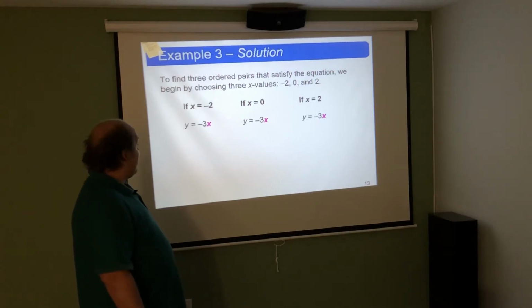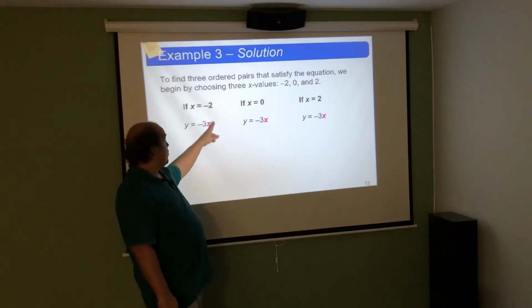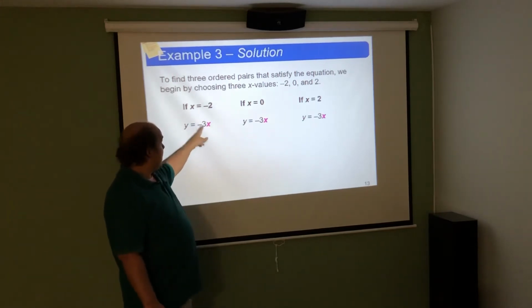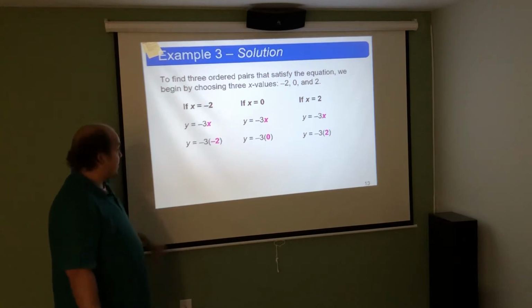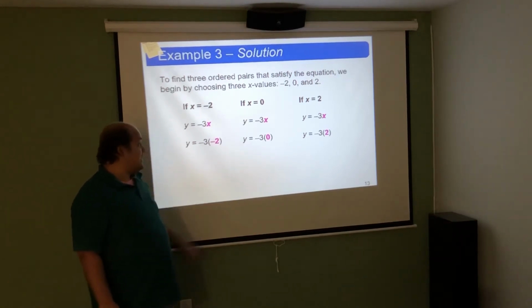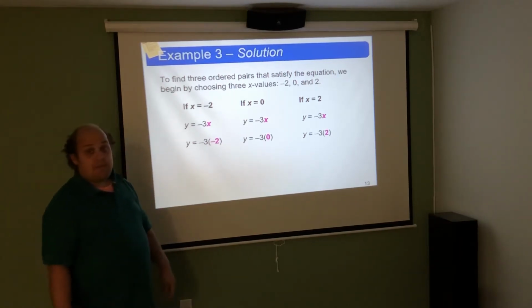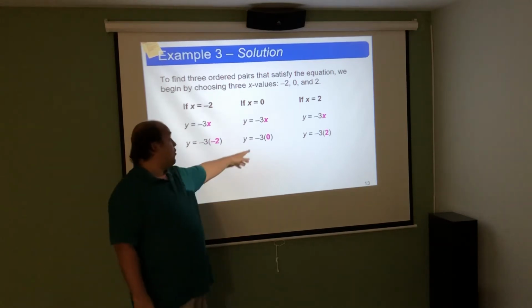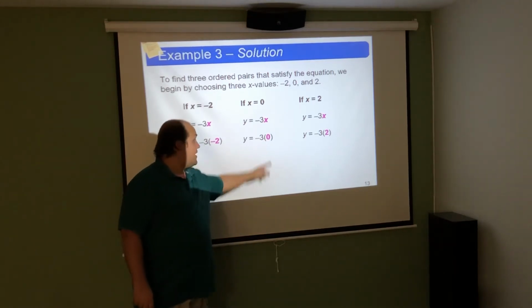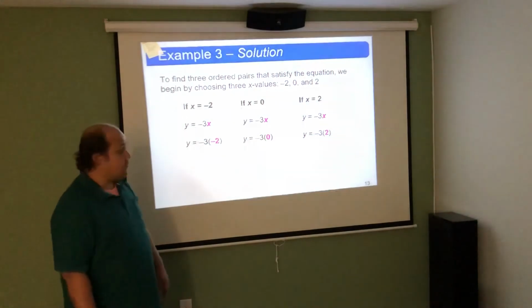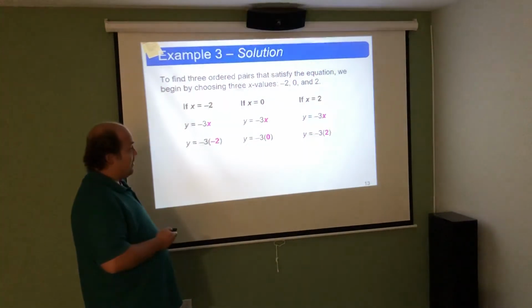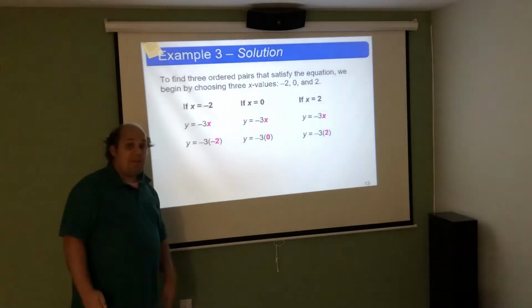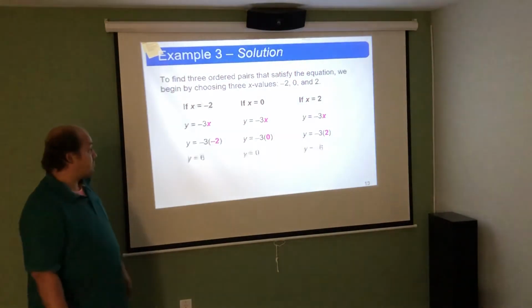If I put in negative 2 to y equals negative 3x, the negative 2 goes in where I see an x, and I want to put it in parentheses. So really what's going to happen is it's going to be negative 3 times parentheses negative 2, which will give me positive 6. When I put in 0, negative 3 times 0 is going to give me 0. And finally, when I put in positive 2, negative 3 times positive 2 will give me negative 6.